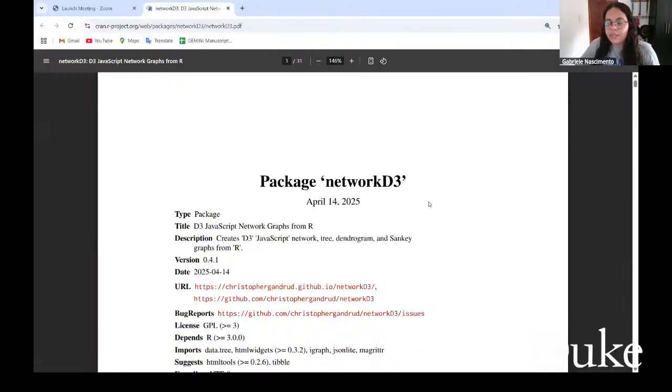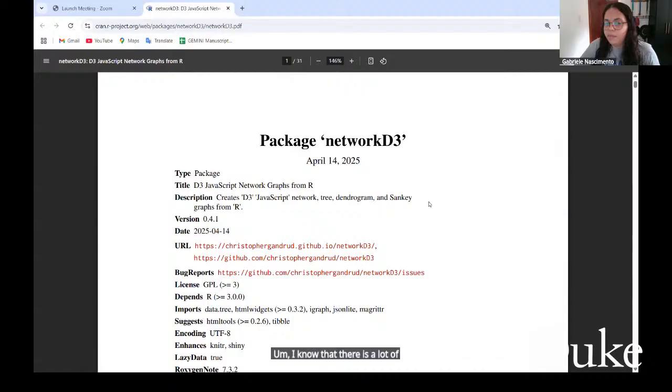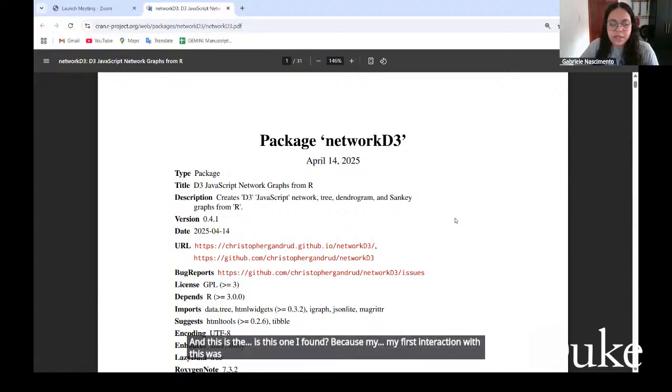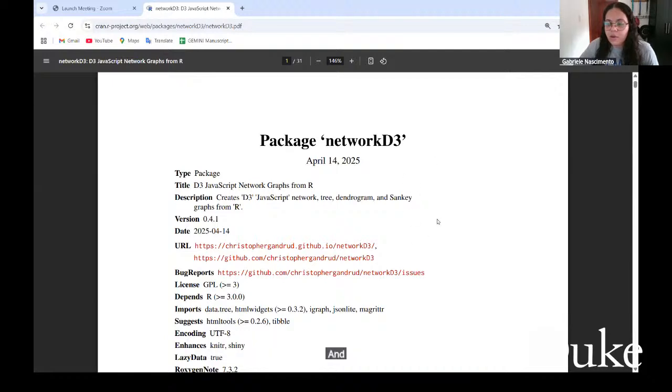I know that there is a lot of different ways to make Sankey diagrams on R. And this is the easiest one I found, because my first interaction with this was Timothy needed help with one figure for a Sankey diagram, and he already had the code. He just needed help with the more static part.